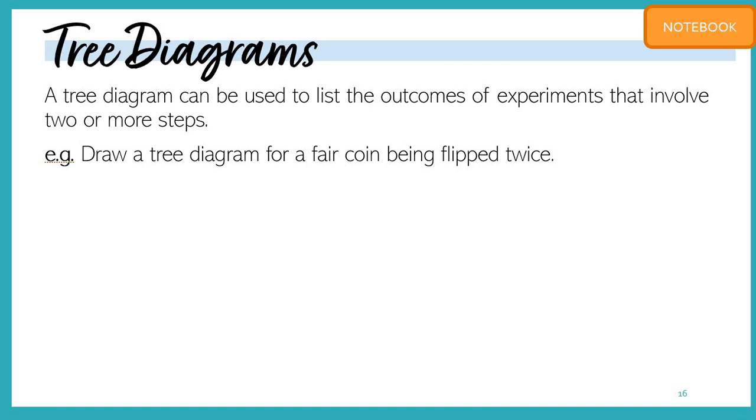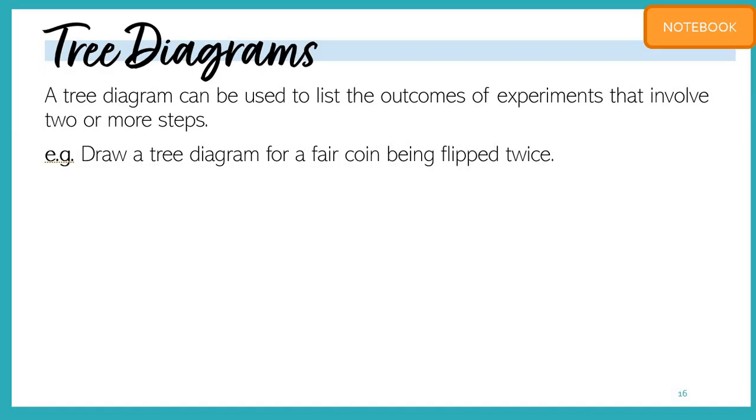Hi everyone, today we're going to be learning about tree diagrams. Tree diagrams can be used for any events, any outcomes, that involve two or more steps. So we've looked at events that have had two combined events, or we've just looked at single events. But what we're looking at now is something that actually has multiple steps, okay?